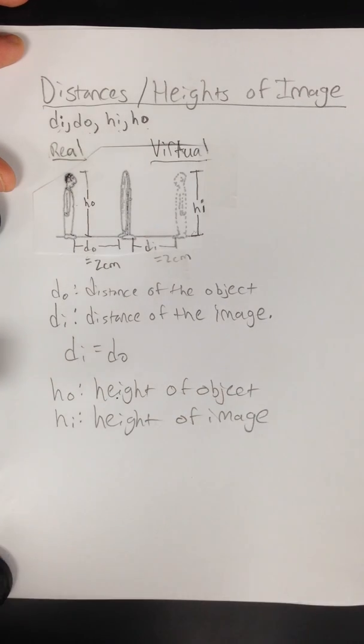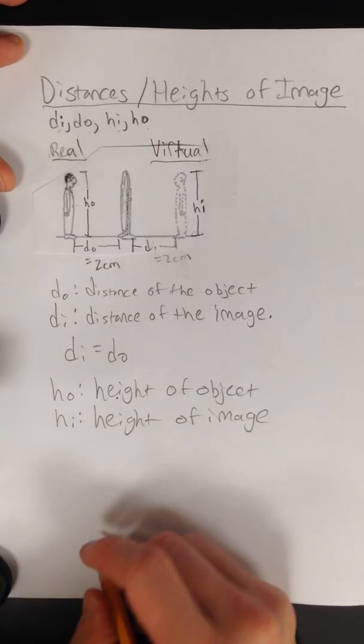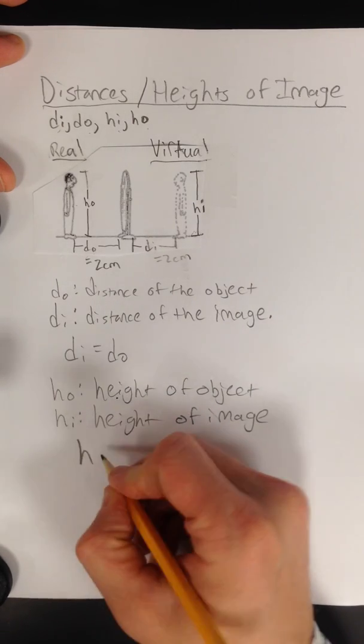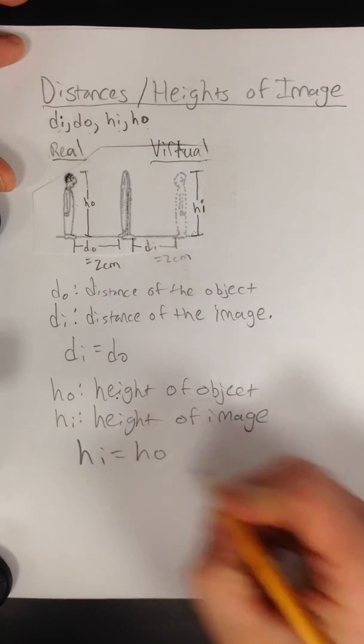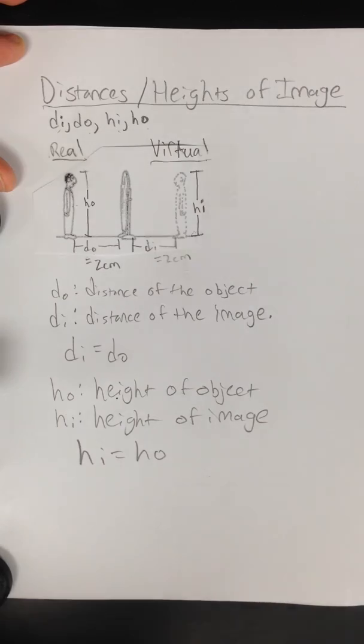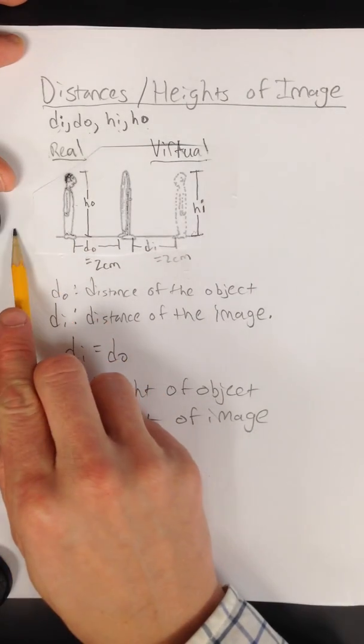And what do we know? Our eye perceives the image of ourselves to be the same height as we are. And this works for any object. HI equals HO. What would happen if he took a step back?